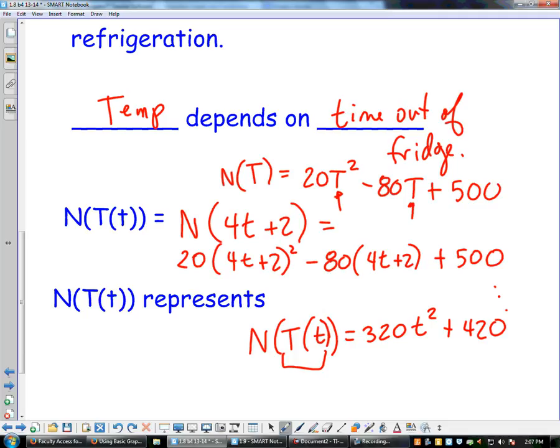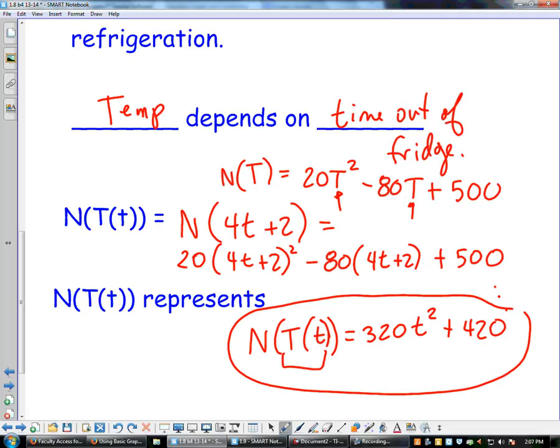Okay, so the question was, interpret the meaning of capital N of T of t. So what does this mean? What do we get if I plug in a lowercase t here, like 2, for example? What am I getting out? So 320 times 2 squared plus 420, what is that giving me? The number of bacteria, amount of time. All right, so our answer is the composite function gives us the number of bacteria that we will have in the food depending on the time that it's been out of refrigeration. Everybody understand that?